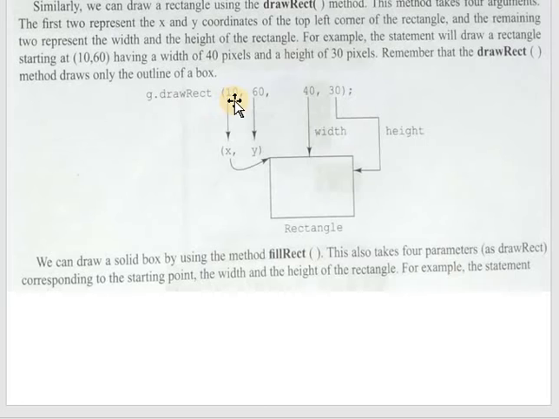The first one represents the x value, the second one represents the y value, the third one represents the width of the rectangle, and the fourth one represents the height of the rectangle. So this is about drawing a rectangle. g.drawRect(10, 60...), that is the x and y value. Then we have mentioned the width and the height. So this is the speciality of a rectangle.